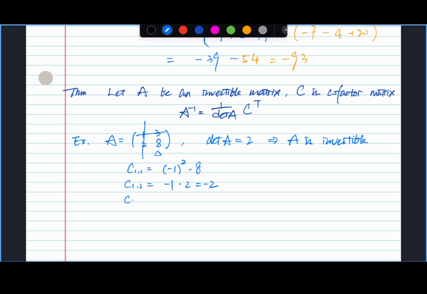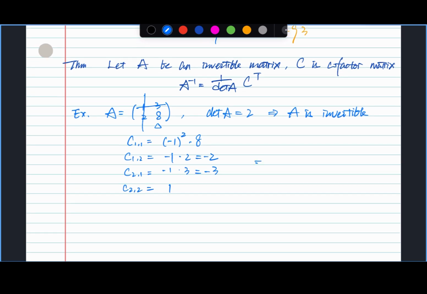So C21 is negative 1 multiplied by 3. Good. And C22 is 1. Great. Alright, now we can write this cofactor matrix: 8, negative 3, negative 2, 1. No, I mean the transpose equals that.